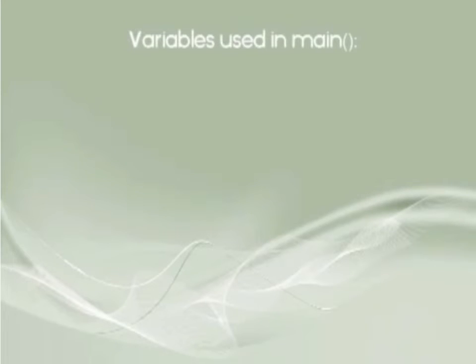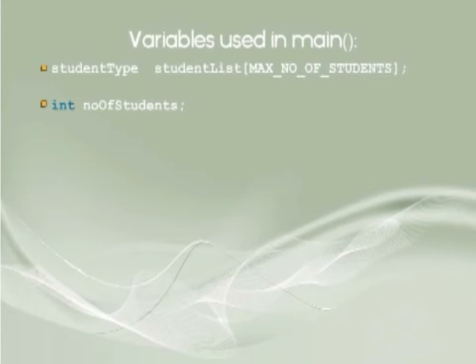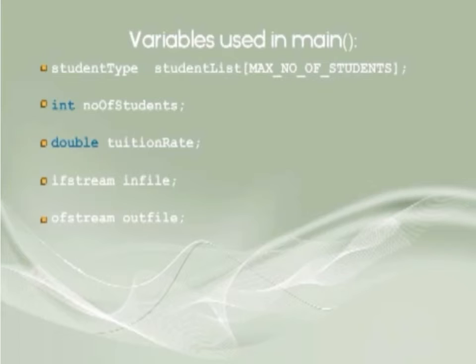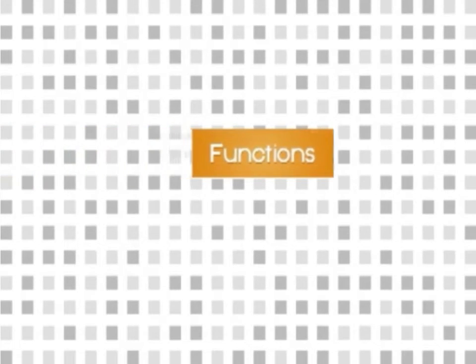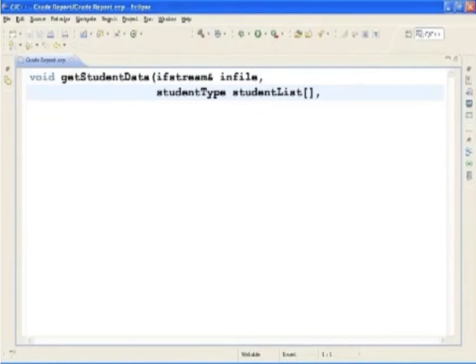The main function uses the following variables to manipulate data. An array of studentType to store the student's data. An int variable to store the number of students. A variable of type double to store the tuition rate, and an input stream variable and an output stream variable to access the input and output files. To simplify the complexity of the main function, the main program uses two functions, getStudentData and printGradeReports, which are described next.